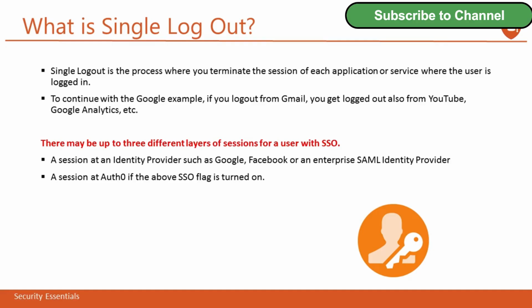There may be up to 3 different layers of sessions for a user to single sign out. A session at an identity provider such as Google, Facebook, or an enterprise SAML identity provider, or a session at Auth0 if the SSO flag is turned on.